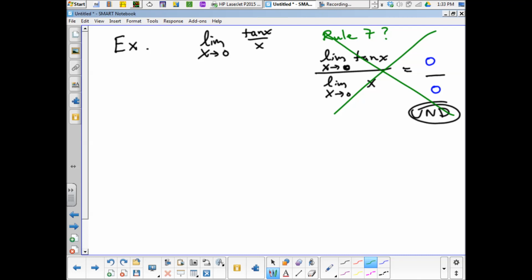So trig substitution. Let's see what happens. That's called a trig substitution when you use an identity to replace something. So let's look at tan x as sin x over cos x.